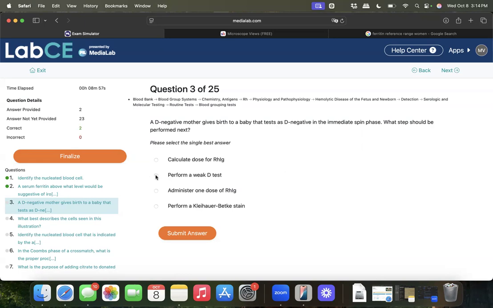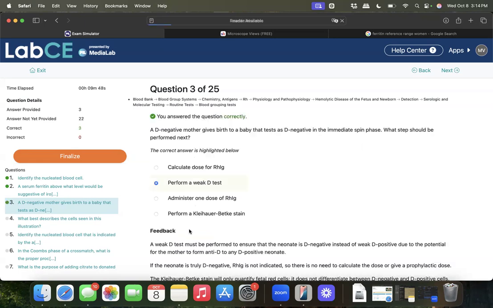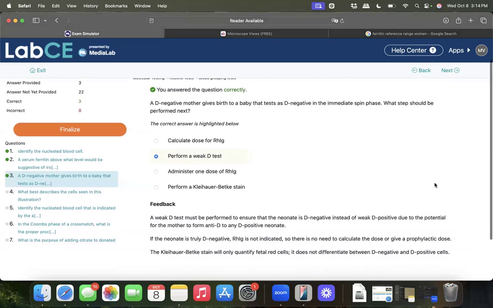All right, chat, you guys are great. Yes, we're gonna perform a weak D for sure. Right? So we have a D negative or Rh negative mom giving birth to an Rh negative baby, and that's just that immediate spin. We want to make sure that we perform a weak D test.